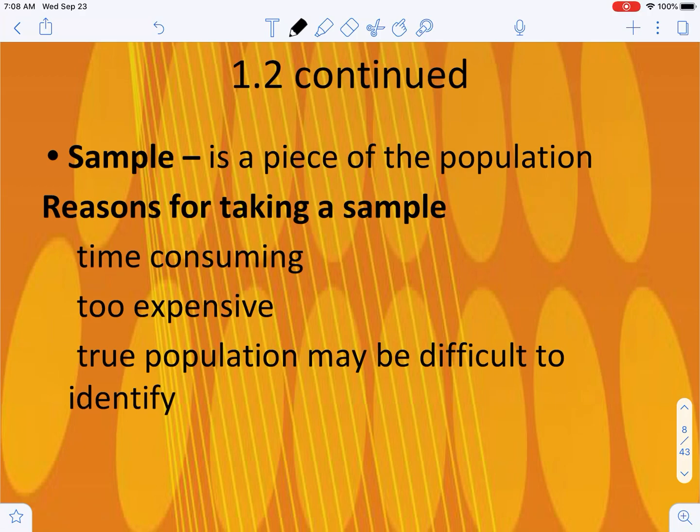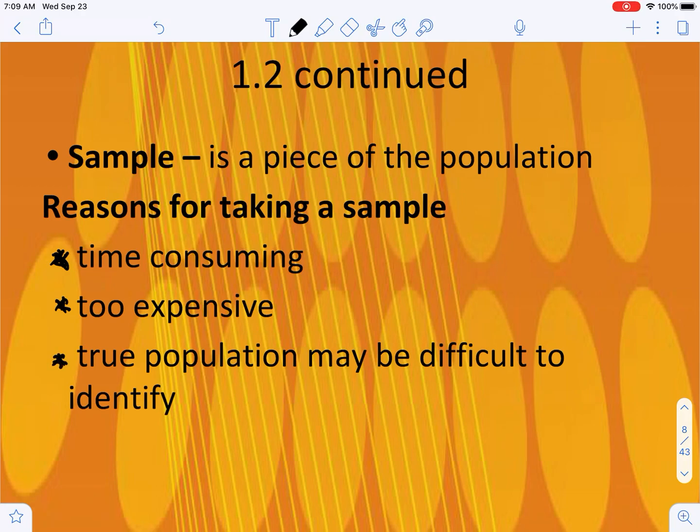All right, the reason we do take samples is because it's always going to come down to these things, okay? Time it takes to get a whole population. So if our population were Cascade Christian students, that wouldn't be too bad. But if our population was every single high school student across the United States, it'd take too long to get everyone. It'd be too expensive, even just sending it through the mail and trying to get them to respond. And it may be difficult to identify.